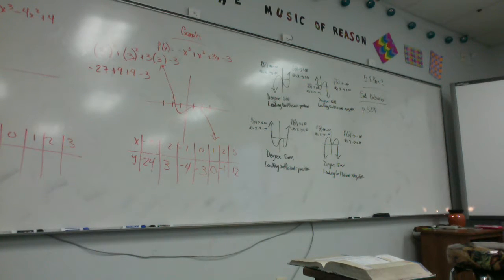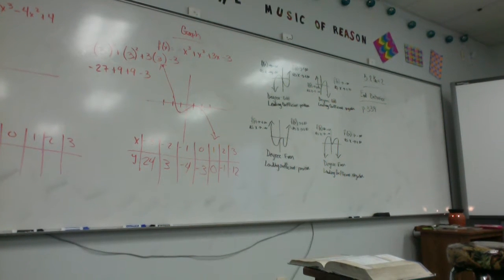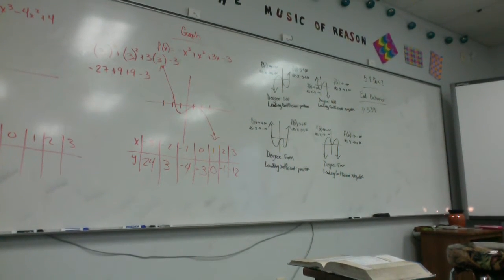Now we do negative 1, right? What is negative 1 to the 4th? 1. What is negative 1 cubed? Negative 1, times negative is 1. Negative 1 squared is 1, times negative 4 is negative 4. And then plus 4. So I end up getting 2. If I plug in a 0, what do you automatically get? 4. Beautiful.